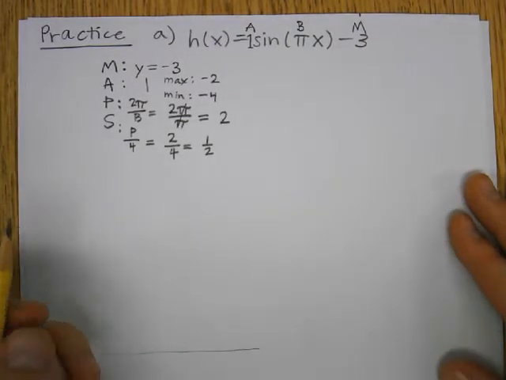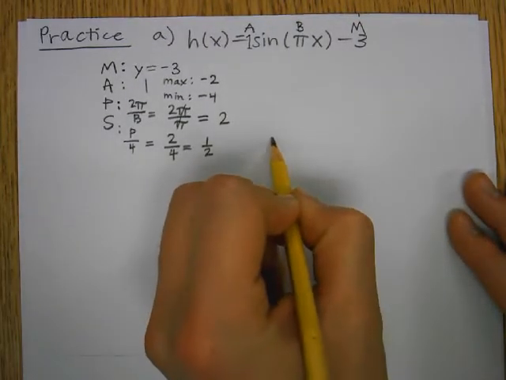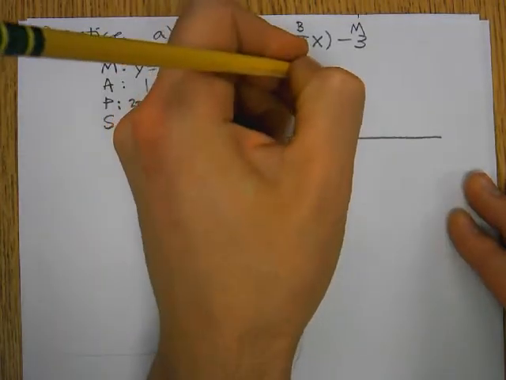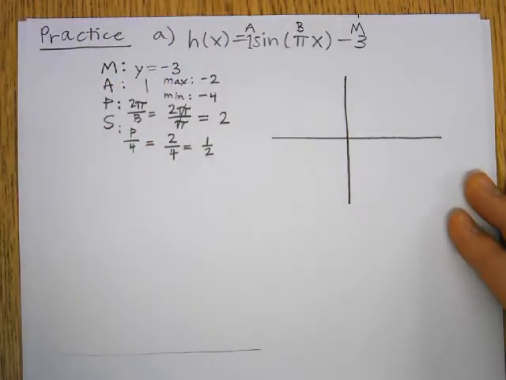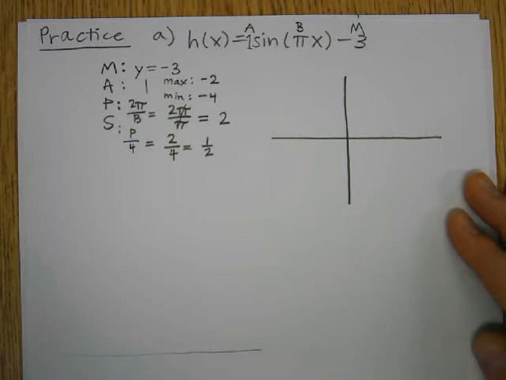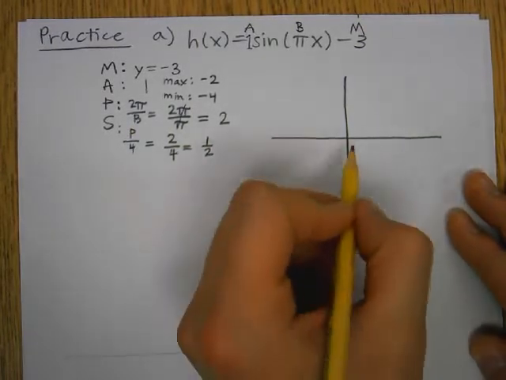When I get ready to draw my transformation, I'm going to start with an x and y axis, and I am going to begin actually by mapping in my midline.